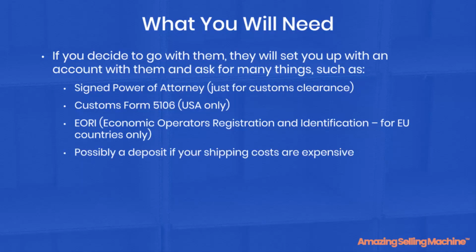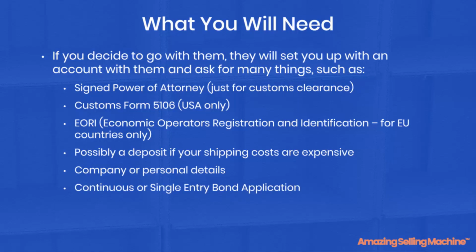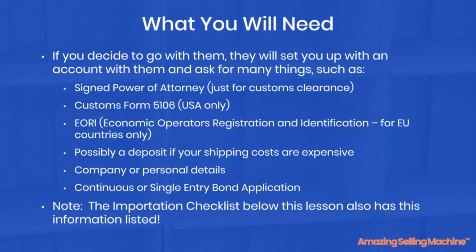They might ask you for a deposit if your shipping costs are going to be very expensive. They'll want some company or personal details, and then they'll want you to sign up for either a continuous or a single entry bond application, and they'll walk you through every single one of these items. And once again, the importation checklist below also has all this information listed out on it.